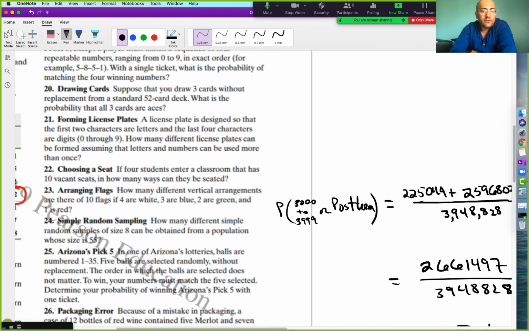And a license plate designed so that the first 2 characters are letters. Right, so number 21. Let's think about it in terms of spaces. 1, 2, 3, 4, 5. First 2 letters, and the last 4 are digits. So we have letters, this one and this one. I'll put it this way.